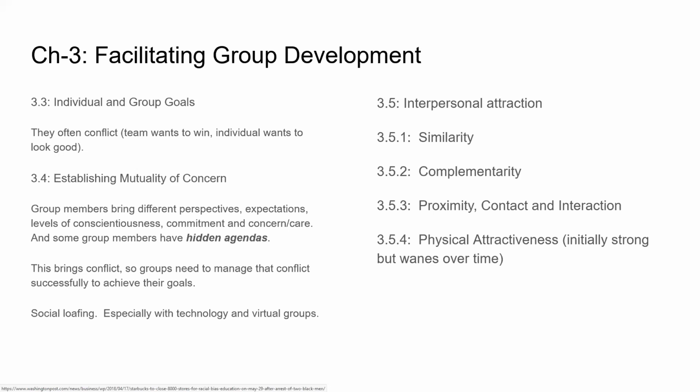So now, the problem with mutuality of concern is that group members bring different perspectives, expectations, levels of conscientiousness, commitments, and concern and care. And some group members even have hidden agendas. They actually aren't there for whatever you're concerned about. They have an alternative purpose that they're hiding. Right? They're just trying to meet somebody or network or use the group to get somewhere else. So this brings conflict, and then groups need to manage that conflict because remember you can't avoid it successfully to achieve their goals. So we also have social loafing.